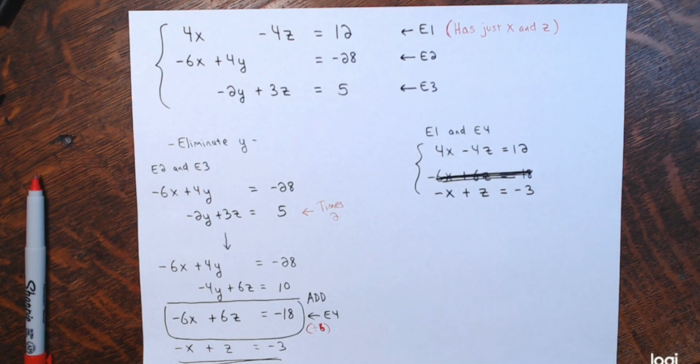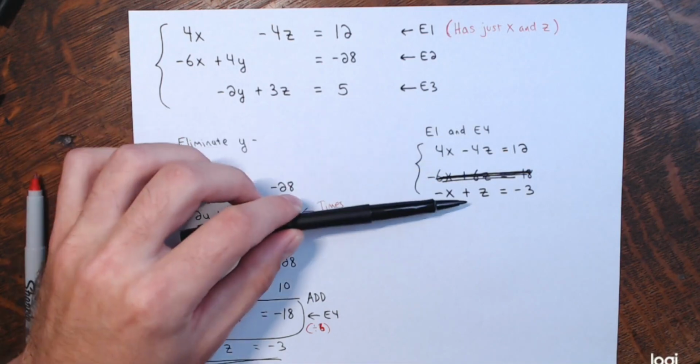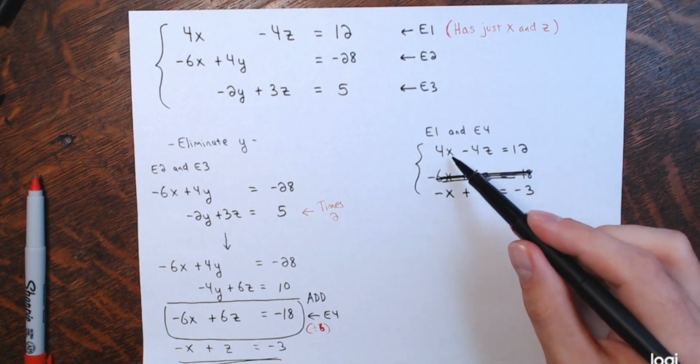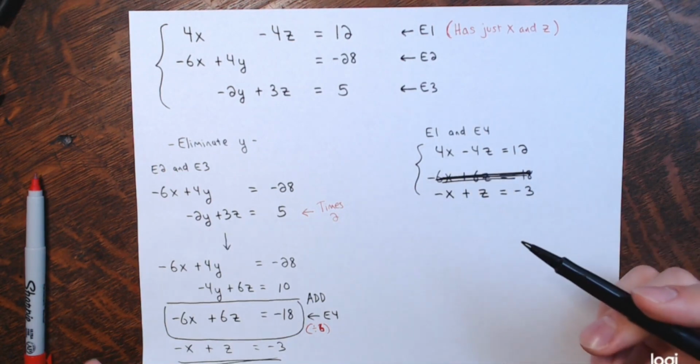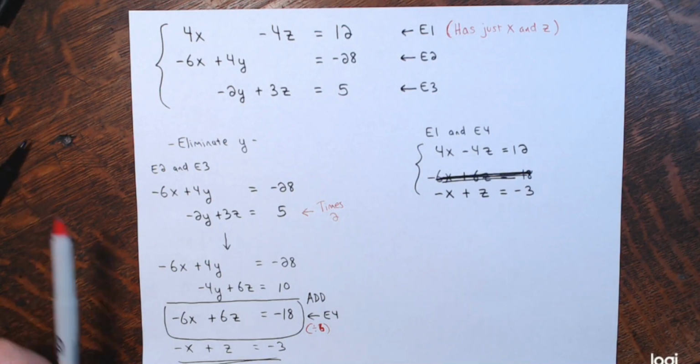Now you might see it already. This is kind of like the last example where the first equation is just negative 4 times the second equation. They're the same equation, so every solution to the first is going to be a solution to the second. This is going to have infinitely many solutions, but let's continue on and finish it off.